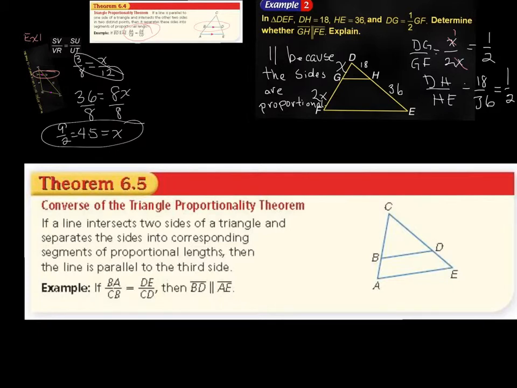The reason we can do that is Theorem 6.5, the converse of the triangle proportionality theorem. If a line intersects two sides of a triangle and separates the sides into corresponding segments of proportional lengths, then the line is parallel to the third side. So in this example, if we know that BA is to CB as DE is to CD, then we can conclude that BD is parallel to AE.